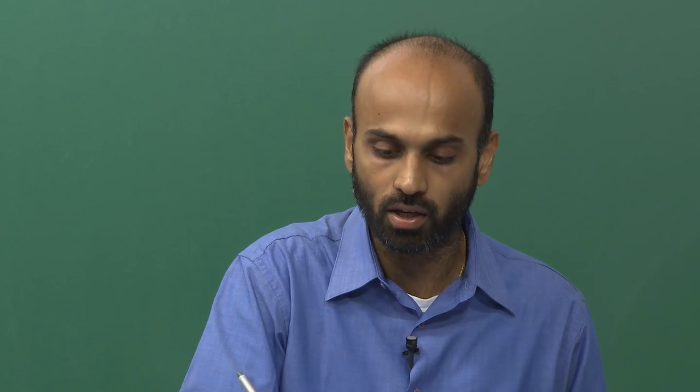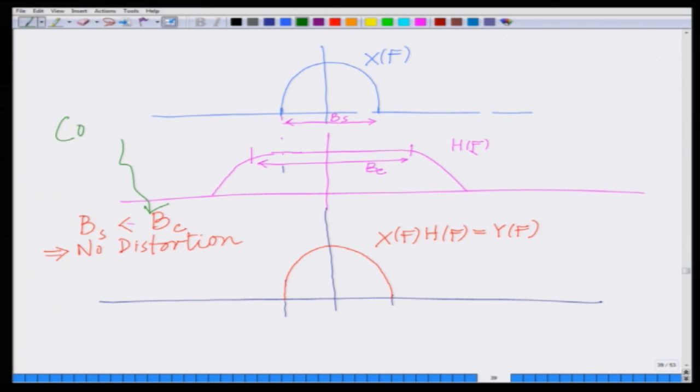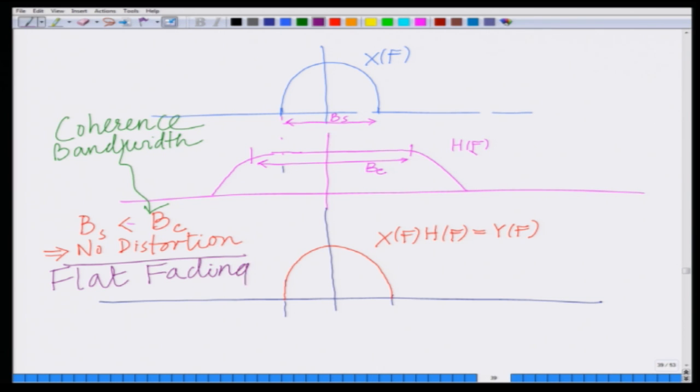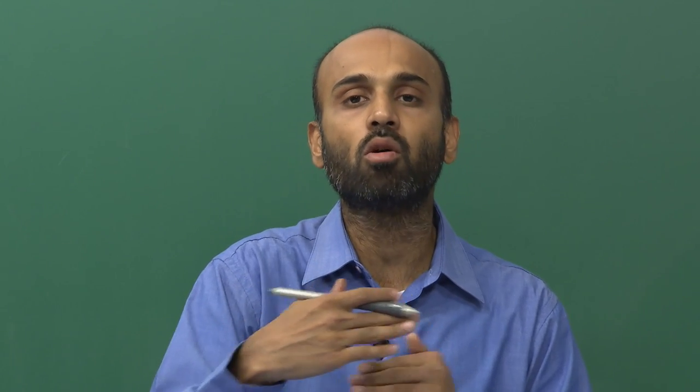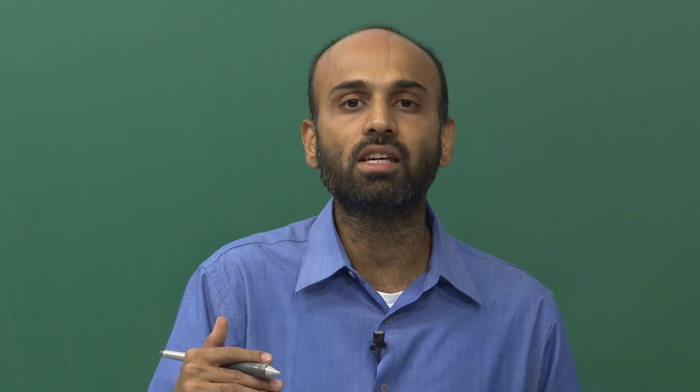This quantity BC of the channel is known as the coherence bandwidth of the channel. This quantity BC is an important quantity. And this scenario, when BS is less than BC, is known as a flat fading channel. Why is it a flat fading channel? Because the signal bandwidth is within the flat portion of the channel bandwidth. There is no distortion. This quantity BC, or the bandwidth of the flat portion of the channel, is known as the coherence bandwidth. Therefore, when the signal bandwidth BS is less than the coherence bandwidth of the system, there is no distortion in the frequency domain.